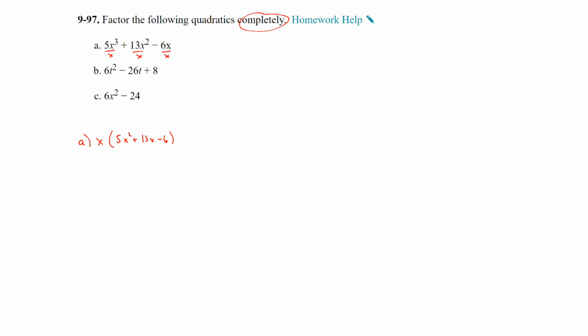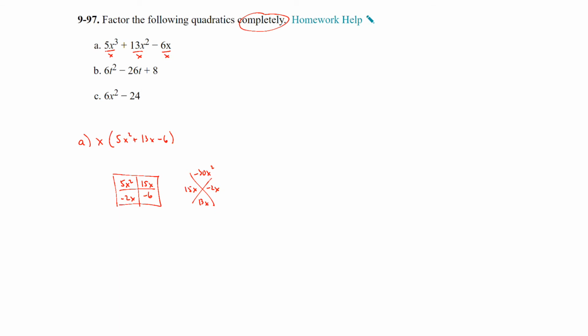And then now we can look at factoring the 5x squared plus 13x minus 6. So we got 5x squared and negative 6. We're looking for factors of negative 30x squared that are going to add to 13x. So that looks like that would be 15x and negative 2x. And we do want the 15 to be the positive one so that it adds to a positive 13.